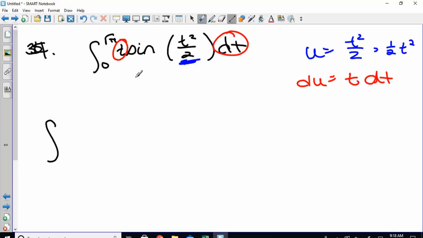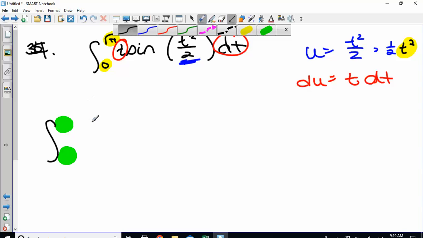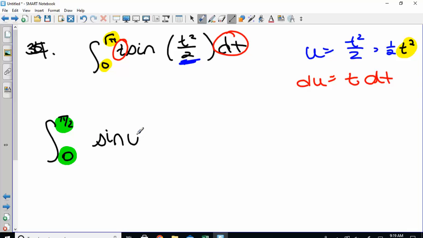So if we evaluate, remember this 0 and the square root of pi, those are my t values. If I'm switching to u, I need u values here. So if I put in a 0, 0 squared is 0 times a half is 0. If I put in a square root of pi, square root of pi squared is pi times a half, so pi over 2. Then we have the sine of u, and the t dt just became du.